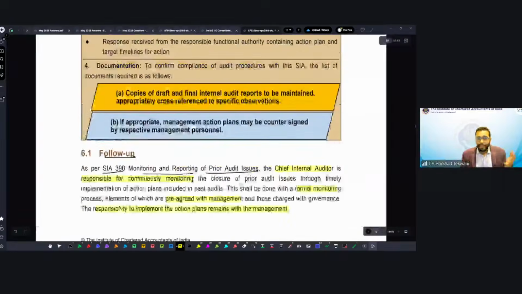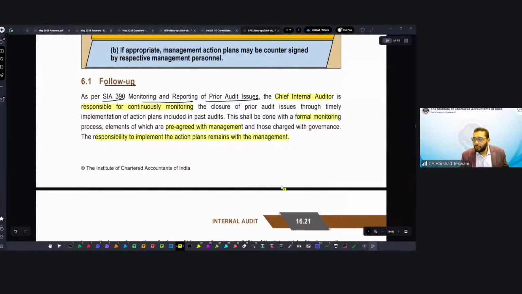So this is something an internal auditor is required to do with respect to the follow-up rectification of issues of the prior audit.